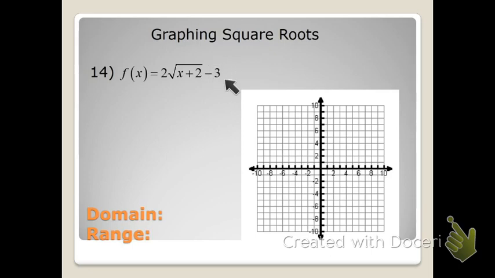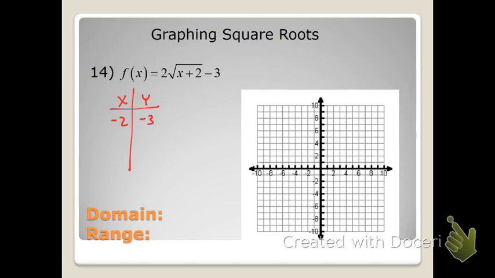This is the vertical shift. Down 3. Same for the vertical. Left 2, down 3. Let's go to our XY chart. So instead of starting at 0, 0, we're starting at -2, -3.